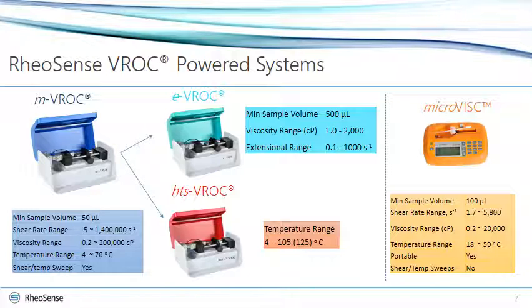The last member of the family belongs to our QC branch. Microvisc was developed as a portable viscometer. It requires a slightly larger sample volume and presents a reduced dynamic and temperature range, but in exchange for its low weight and size and disposable pipettes.